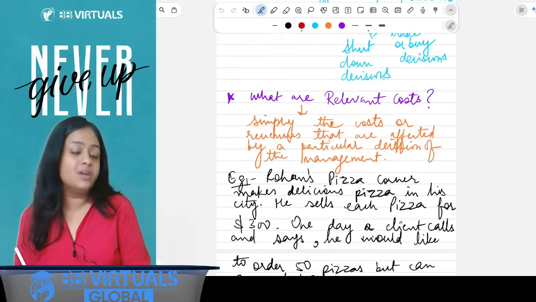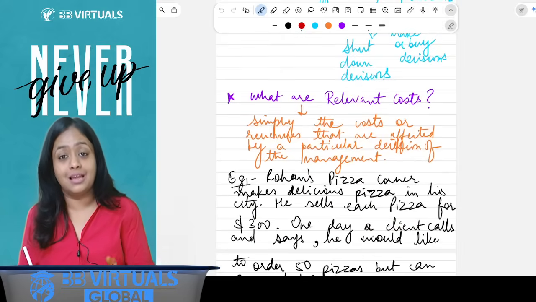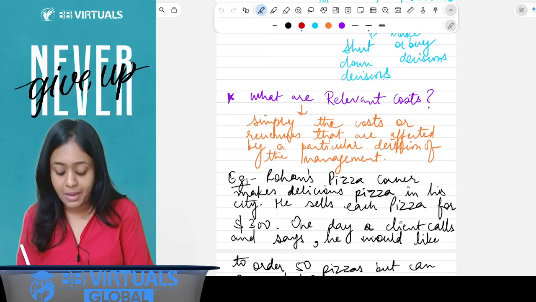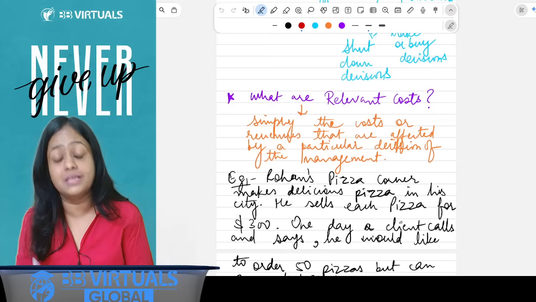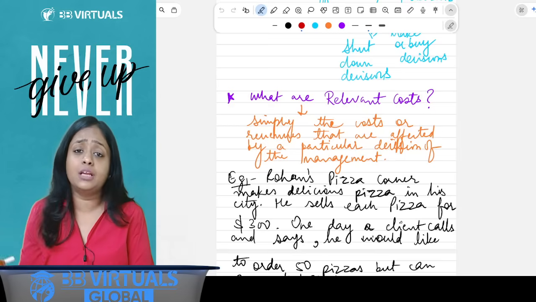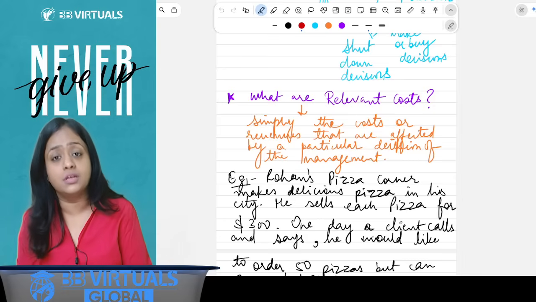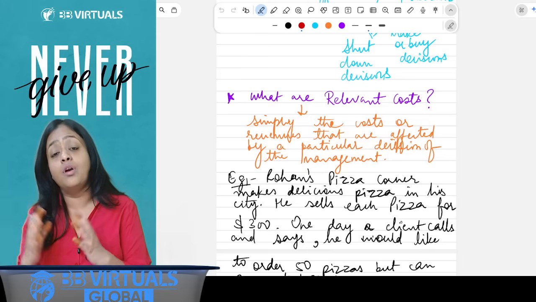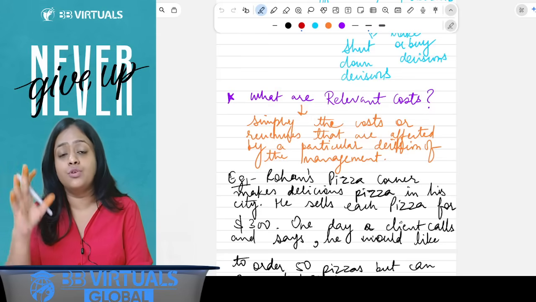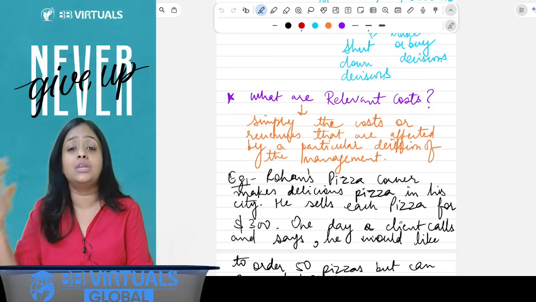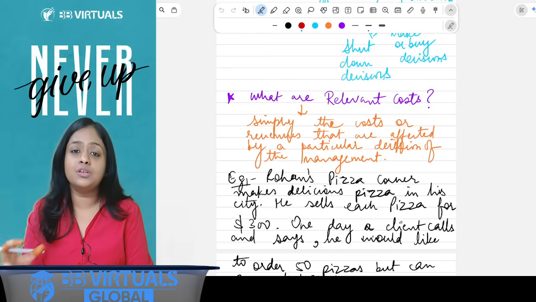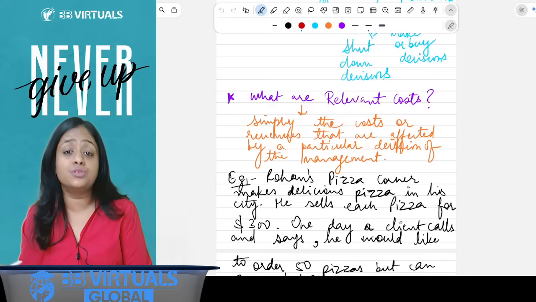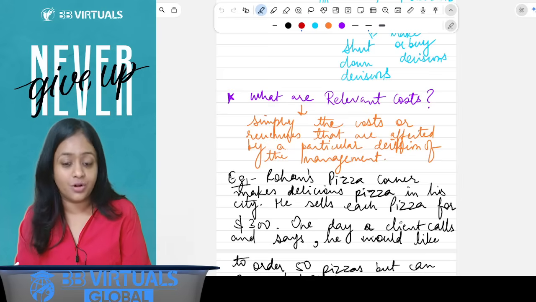What are relevant costs? Simply speaking, like we discussed in the last topic, they are the costs or revenues which are affected by a particular decision of the management. It simply means that if you undertake a particular project or make a particular decision, these are the costs that you can avoid. If you do not take that project, the costs that you can avoid are the relevant costs. The costs that you cannot avoid, like a portion of fixed cost, are not relevant costs.